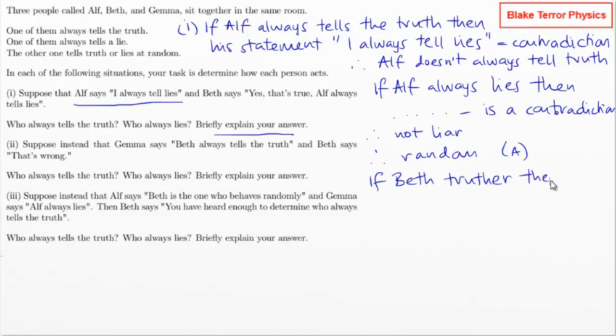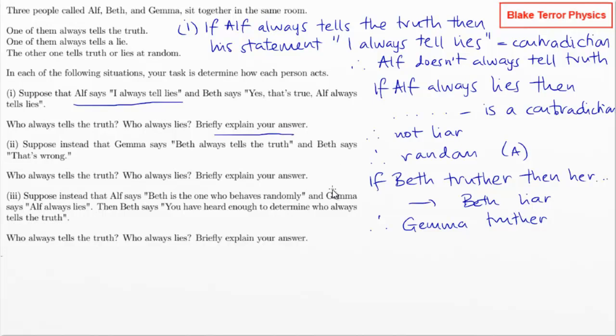So then we can do the same thing again. Then her statement, etc., etc. And then that's going to lead to another contradiction. So we can say that Beth doesn't tell the truth. So she must be the liar. Beth is the liar. We've got that Alf is at random, which means that, who's the other person? Gemma. Therefore, Gemma is the truther.